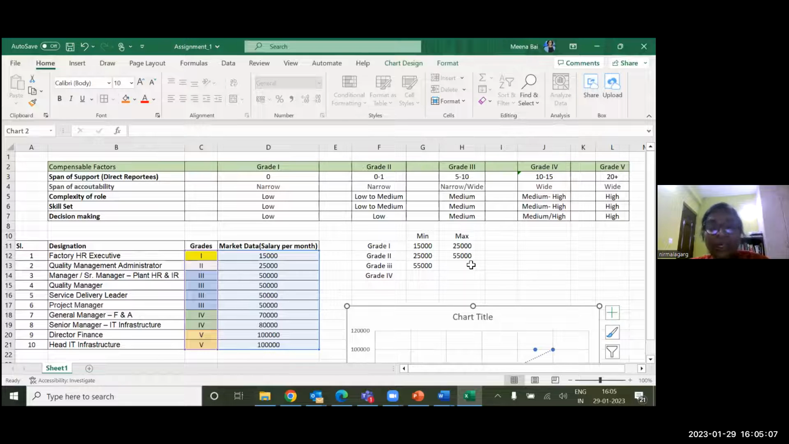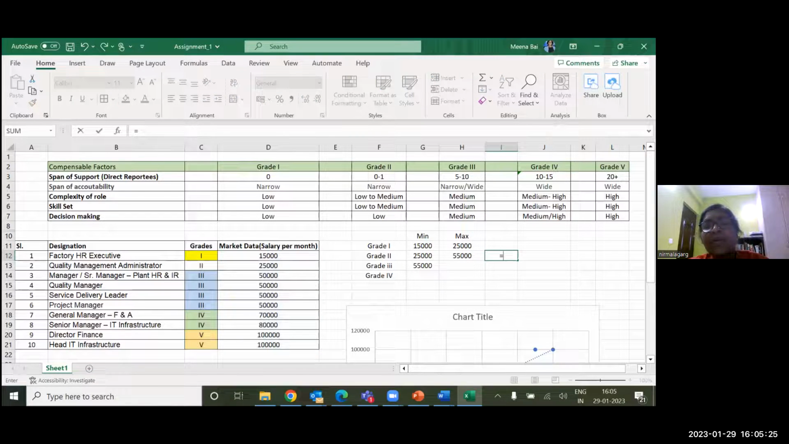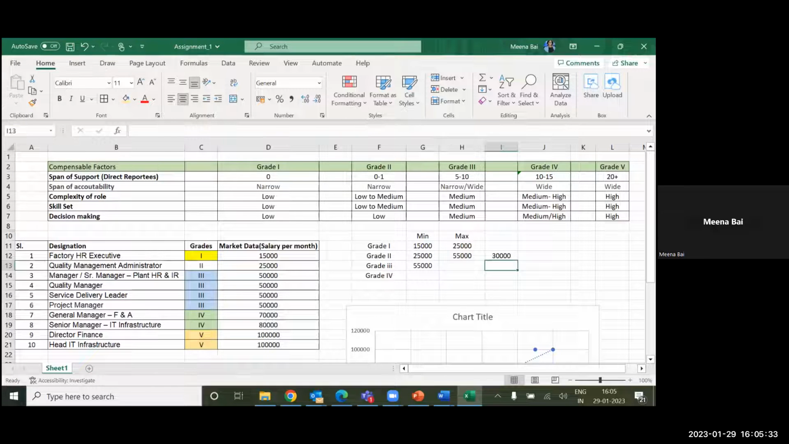For example, I'll take a grade 2. I'll actually see, hey, what is an average performer? What is the number of years he is going to stay in grade 2? Say, for example, what's the difference between 25,000 and 55,000? Can you just put this figure in this? 30,000, right?